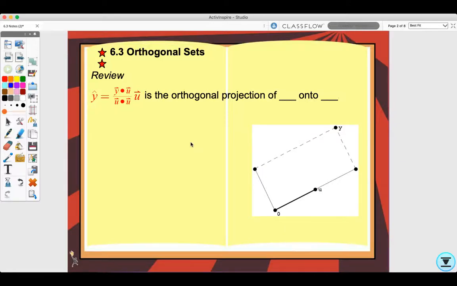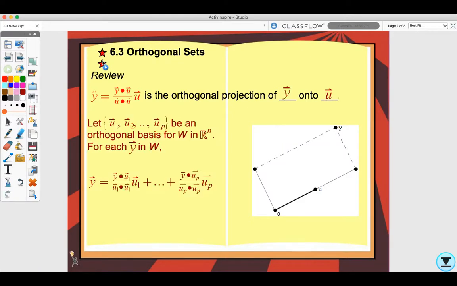Today we're going to talk about orthogonal sets. Let's review that y hat, which is (y dot u) over (u dot u) times u, is the orthogonal projection of y onto u. Suppose that we have vectors u1, u2, all the way up to up, be an orthogonal basis for W in Rn. For each vector y in W, vector y would equal (y dot u1) over (u1 dot u1) times u1, plus all the way to (y dot up) over (up dot up) times up.